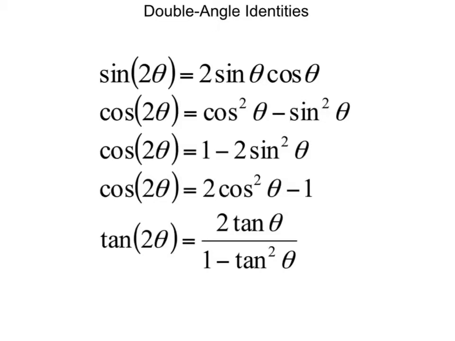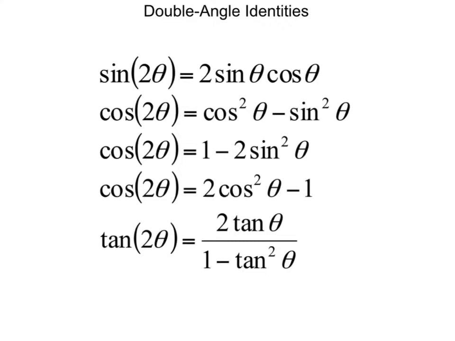I started my previous video, the one right before this, with the admission that I didn't have those ones memorized, which I don't. I don't have the angle addition and subtraction identities memorized because I don't use them often enough. The double angle identities, complete different story. I have these ones memorized.